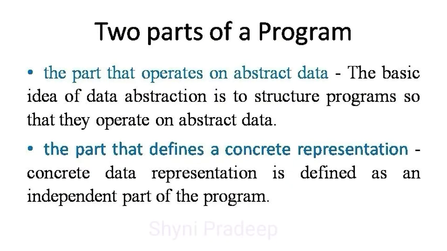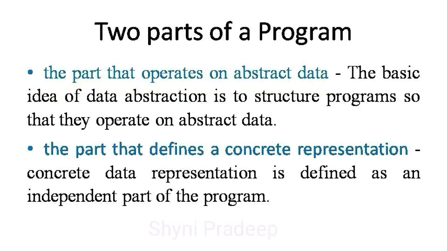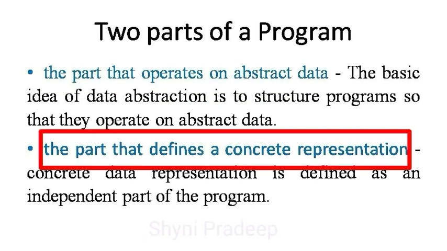The main purpose of data abstraction is what? It is used to structure programs. So, the basic idea of data abstraction is to structure programs. Any program consists of two parts. What are they? The first part is the part that operates on abstract data, and the second part is the part that defines the concrete representation.